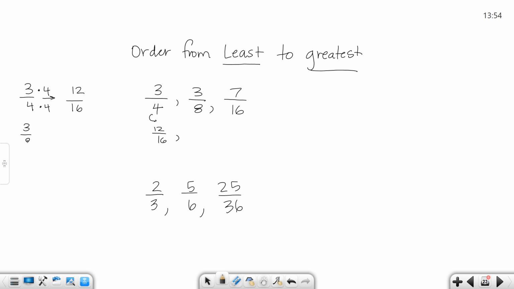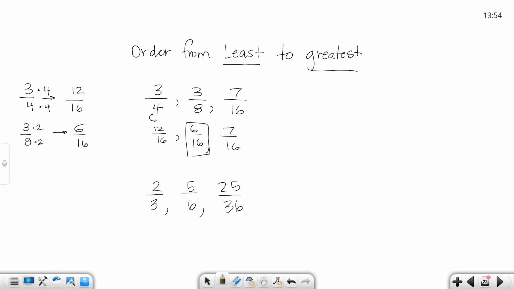And 3/8 can turn into 16 by multiplying by 2 in the bottom, which means 2 in the top, so that would be 6/16. And this is 7/16. So remember the directions, that's important. Sometimes it'll ask you greatest to least, and sometimes it'll ask you least to greatest. So this time it said least first.